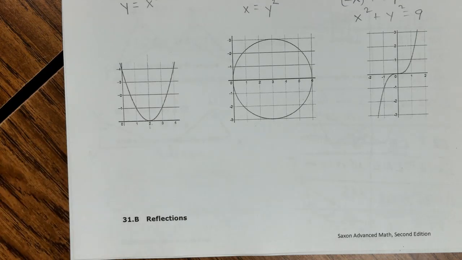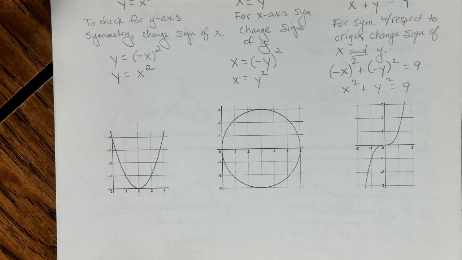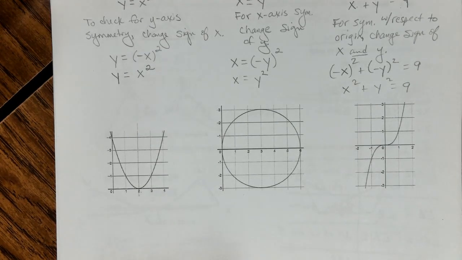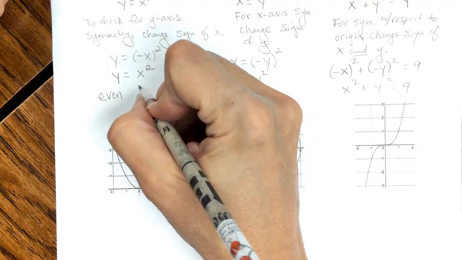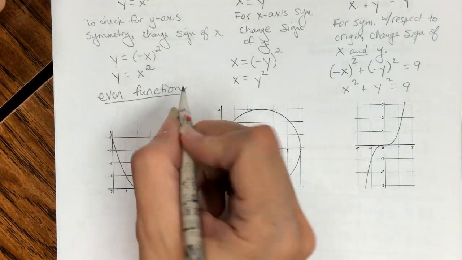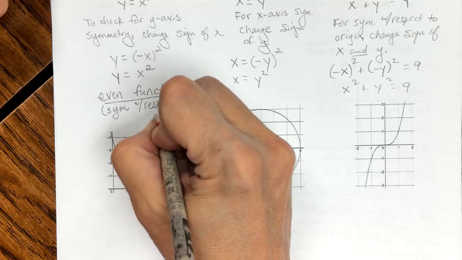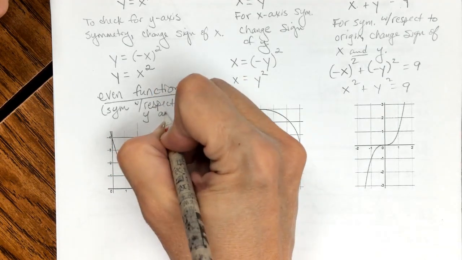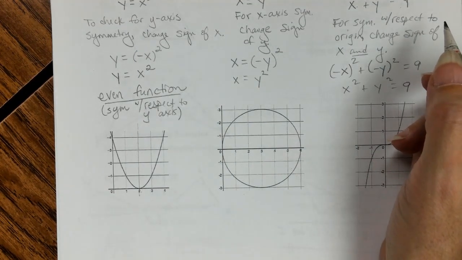One thing I forgot to mention, I don't know that it's actually in the book yet, but you will need this later. We're going to go ahead and label it now. If a function is symmetric with respect to the y-axis, we call that an even function. I'm just going to write it up there with our parabola. Okay, even function. It's symmetry with respect to the y-axis. Okay, and if it's symmetric with respect to the origin, it's odd. Origin, odd. They both start with an O.